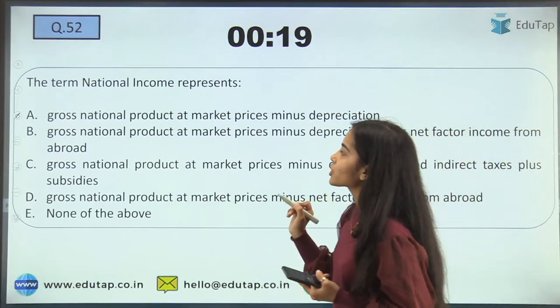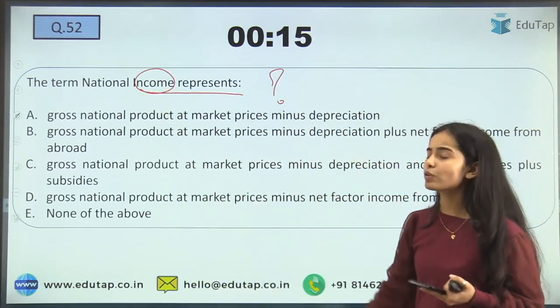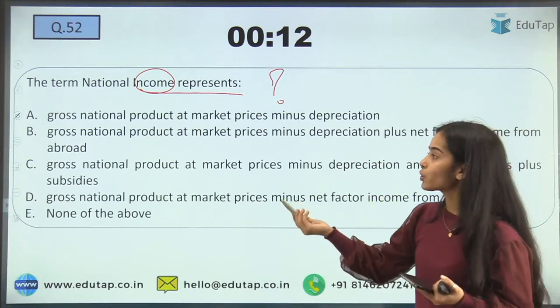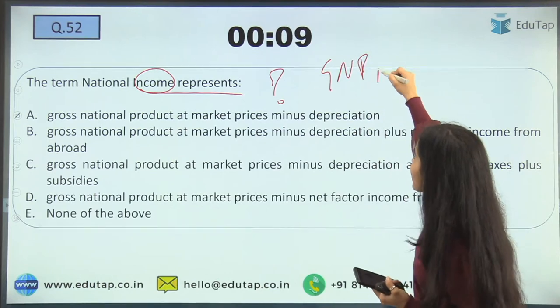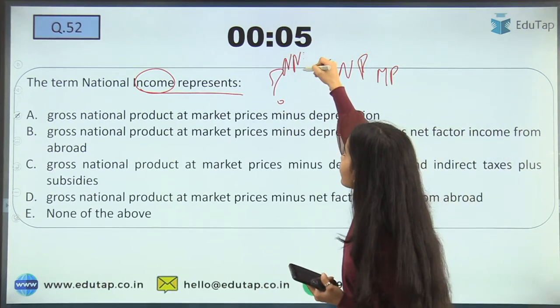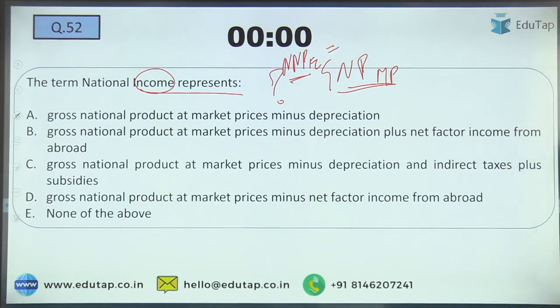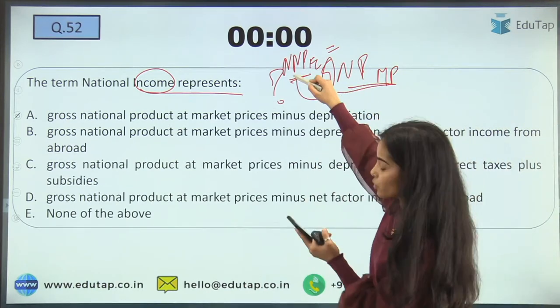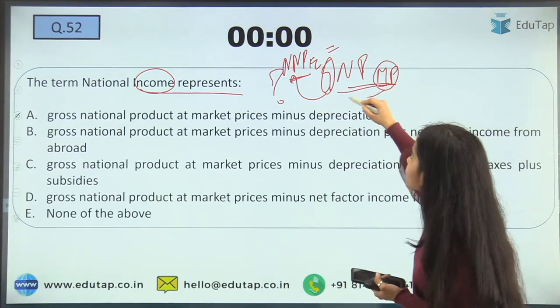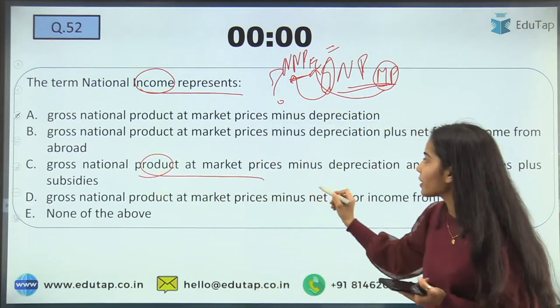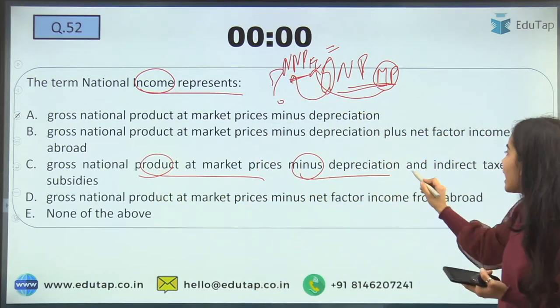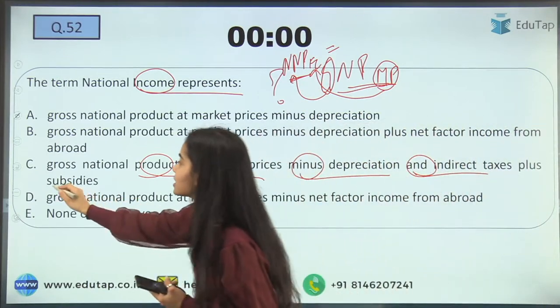So next question is, the term national income represents what? So you just have to deduct the depreciation. Here GNP at market price is there, so you have to change it to NNP at factor cost. So how will you change from GNP MP to NNP FC? See, from gross you have to change to net. And Anupama is saying right, that from market price you have to change to FC. So from gross national product at market price you will minus the depreciation, from gross to net, and you will minus the indirect taxes also, and you will add the subsidies.